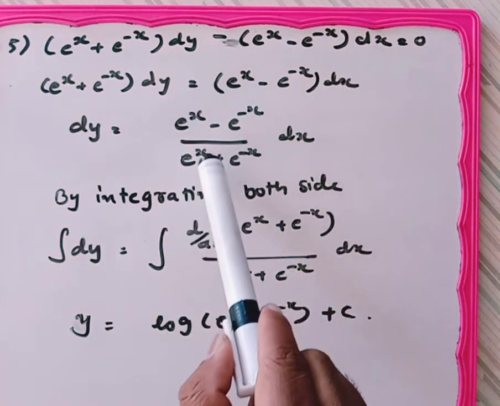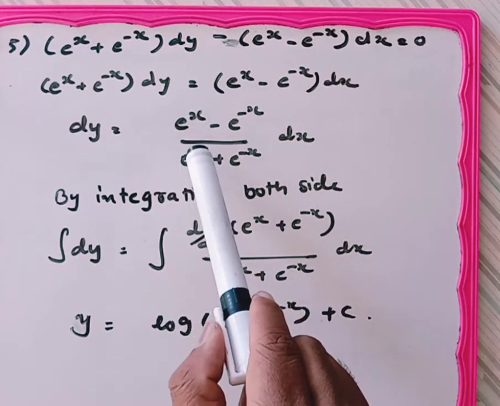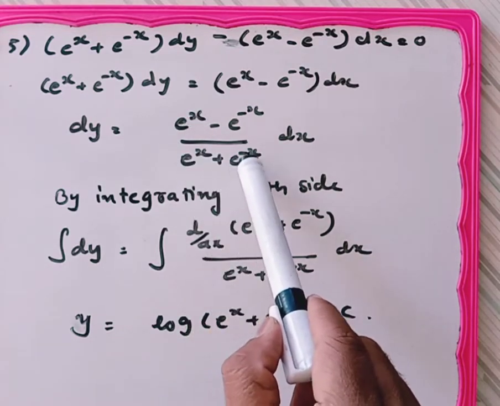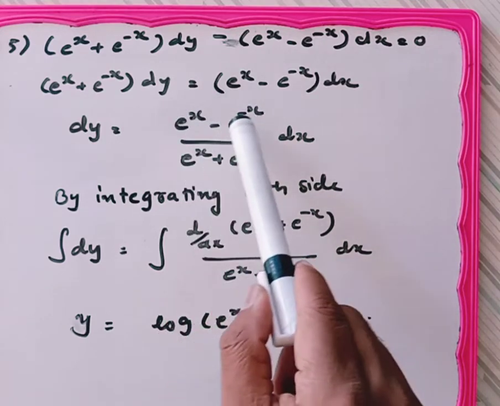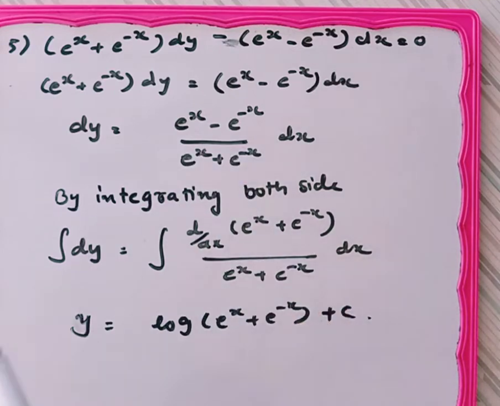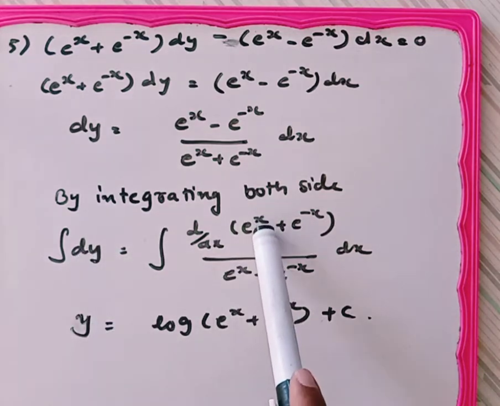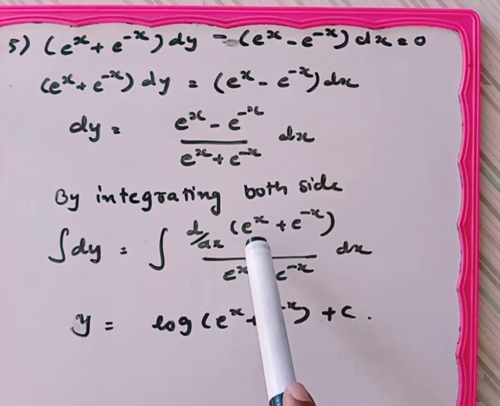Now in this step we can see the differentiation of e raised to x is e raised to x, and the differentiation of e raised to minus x is minus e raised to minus x. So the numerator is the derivative of e raised to x plus e raised to minus x, and so we can write derivative of (e raised to x plus e raised to minus x) upon (e raised to x plus e raised to minus x) dx. Now here the integration of dy will be y. The integration of f dash x upon fx is log fx, so log (e raised to x plus e raised to minus x) plus c.